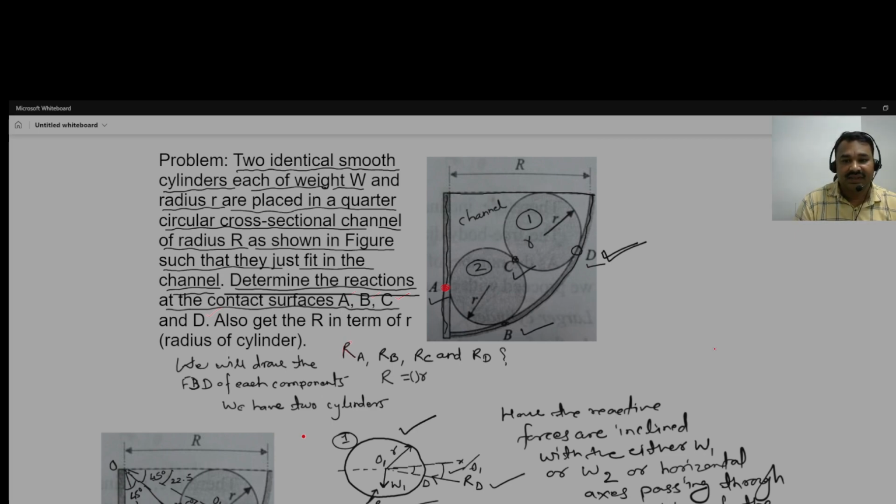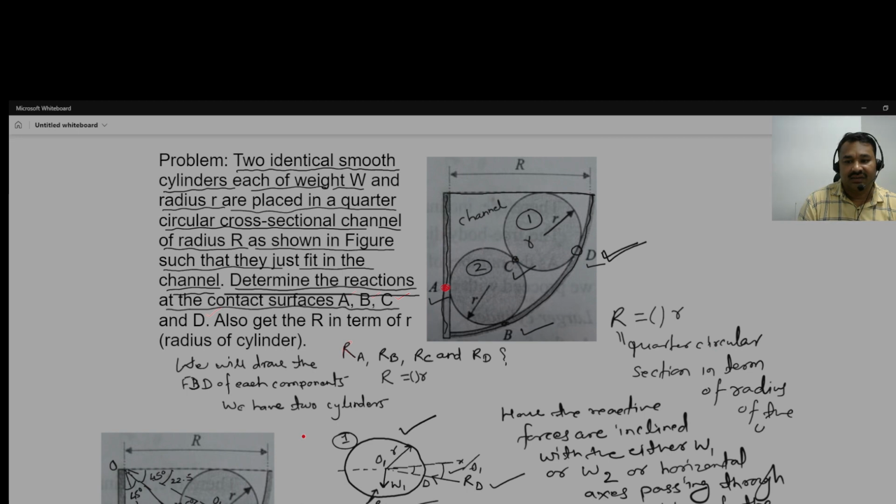Also we have to represent R, the radius of the quarter circular section, in terms of small r, the radius of the cylinder.